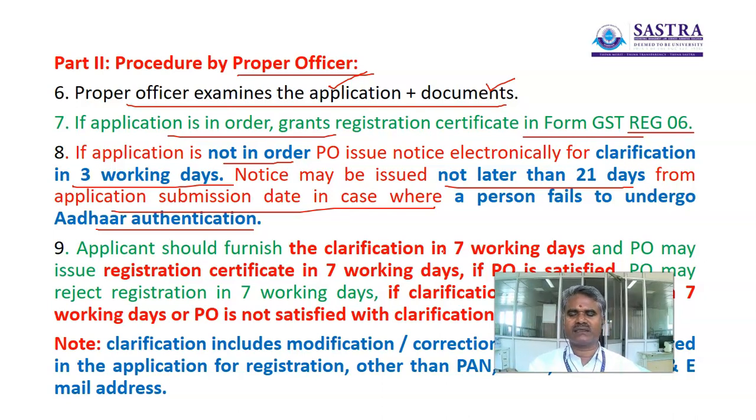The PO may reject registration in 7 working days. If again the PO is not satisfied, or the reply to the clarification is not received within 7 working days, the PO will reject your application within 7 working days from the notice issued. So these are the time limits followed by the proper officer before issuing the registration certificate, my dear students. Okay.